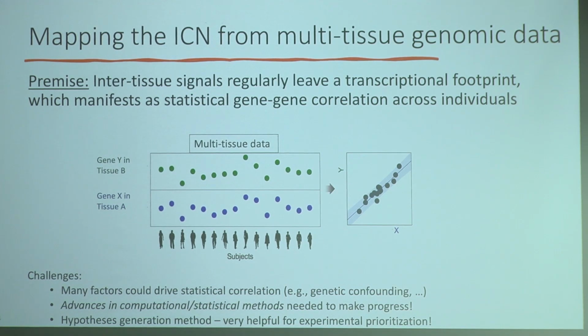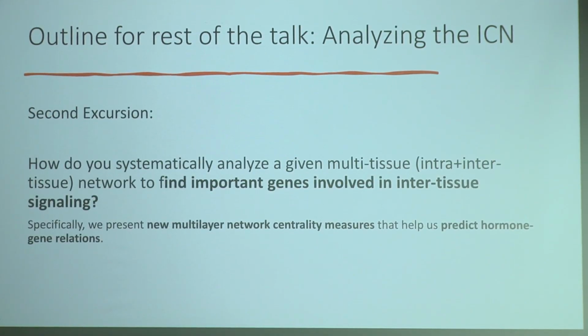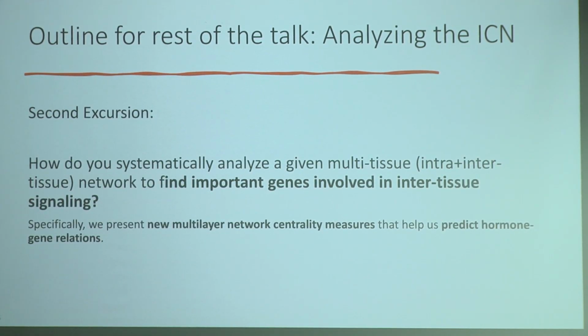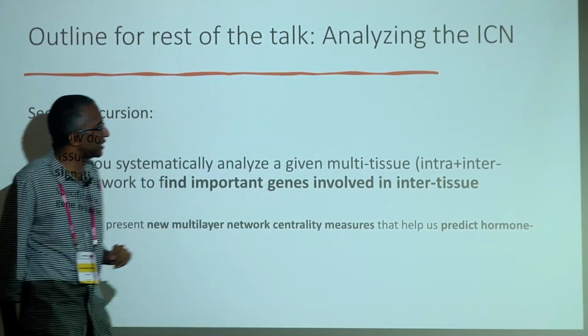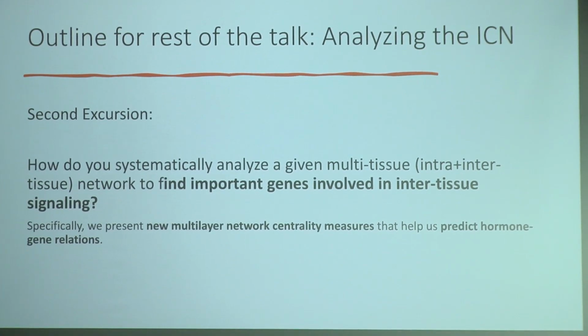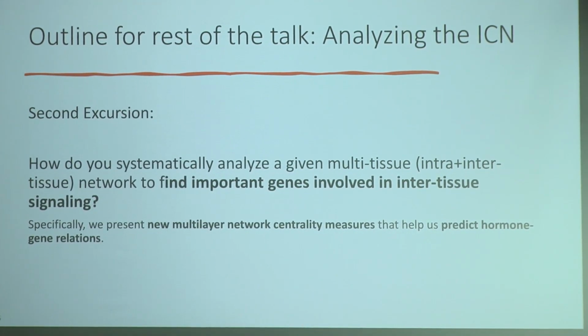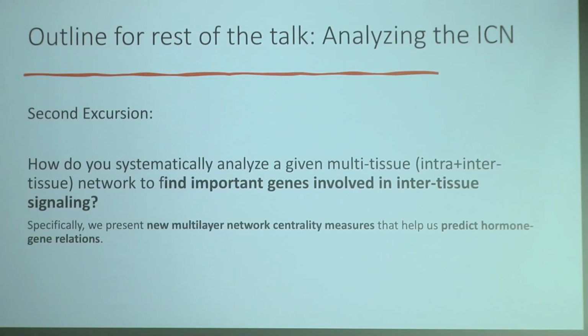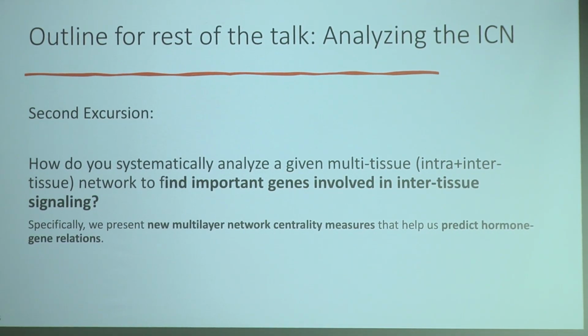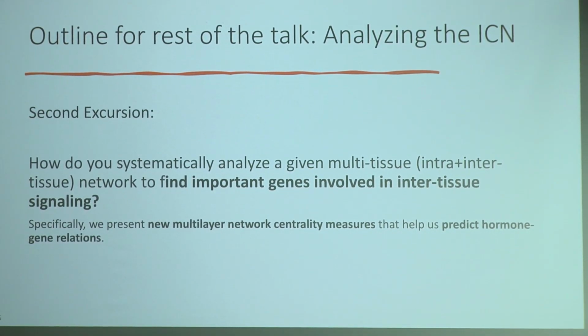We have another set of work in our lab that tries to infer causal relations and remove the confounding factors, but that would be for another day. For now, we just look at correlation signals between genes in different tissues, okay? And then using this multi-tissue network, which has both intra-tissue correlations and inter-tissue correlations that you have inferred, can we figure out important genes involved in hormonal signaling, okay? So that is the question that we have.